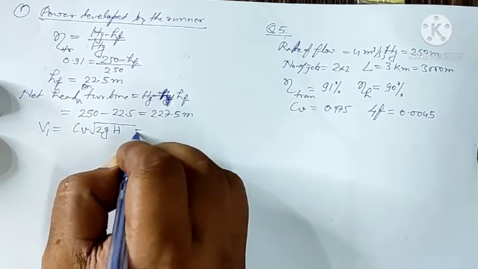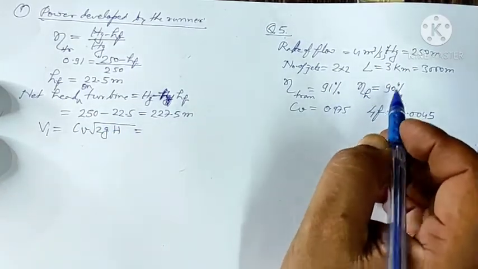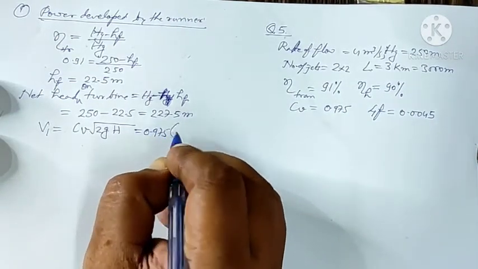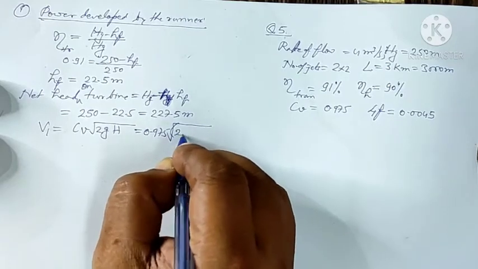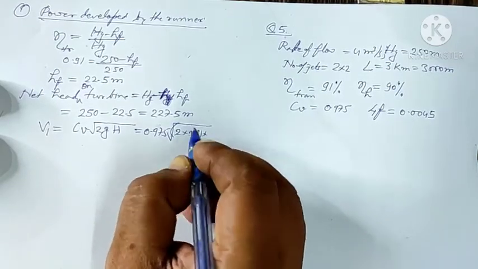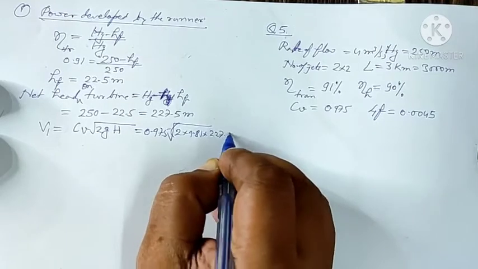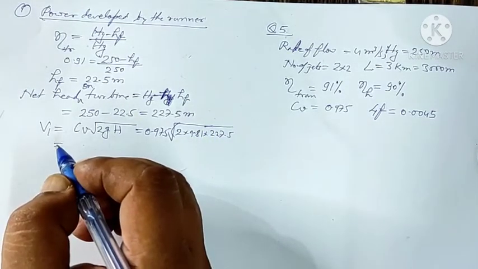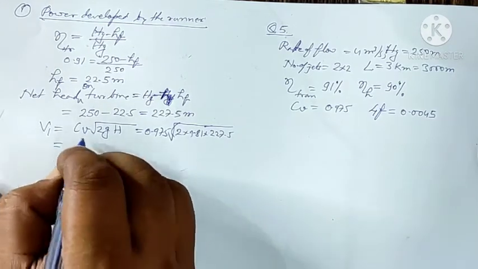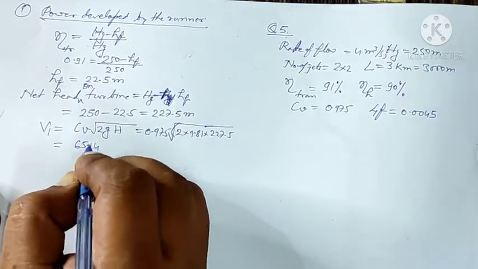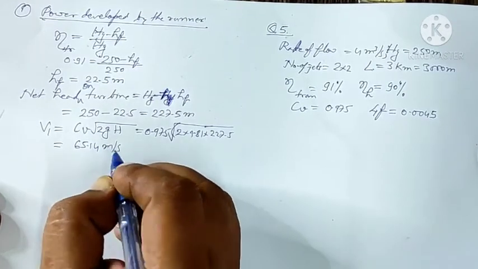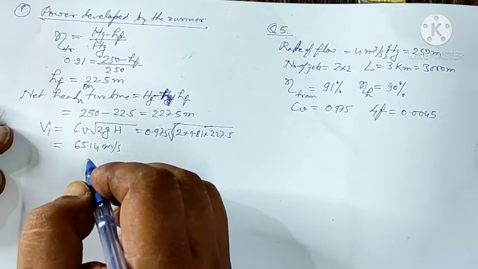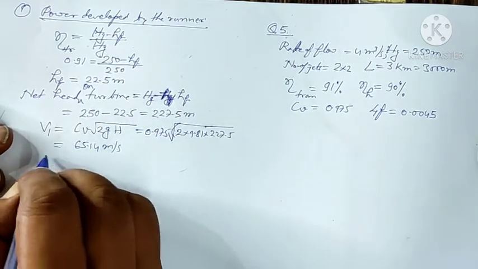The velocity of the jet V1 is given as CV square root of 2gh, where h is the net head. So CV is given as 0.975 multiplied by square root of 2 into 9.81 into h 227.5. So this comes out to be equals to 65.14 meter per second.